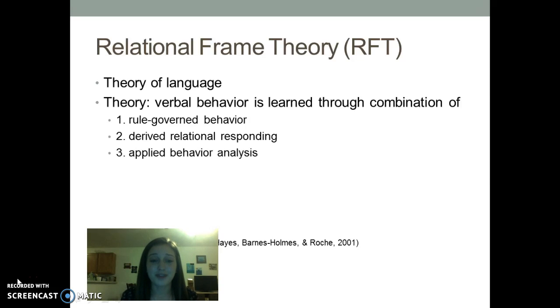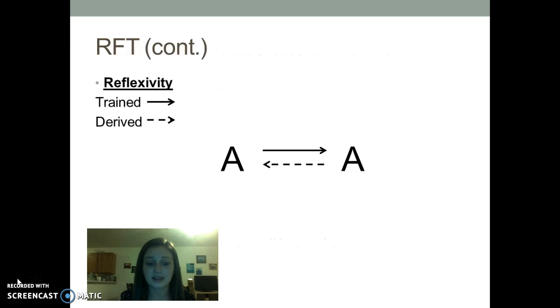So one of the most effective technologies out there for using behavior therapy with kids includes relational frame theory, otherwise known as RFT. This is a theory of language. This theory states that verbal behavior is learned through a combination of rule-governed behavior, derived relational responding, and applied behavior analysis. To break RFT down into its simplest part is to teach an individual about reflexivity.